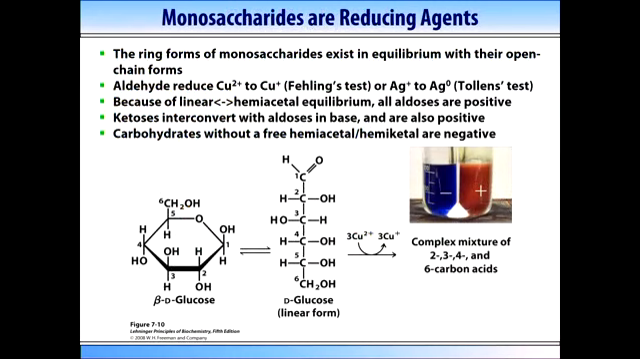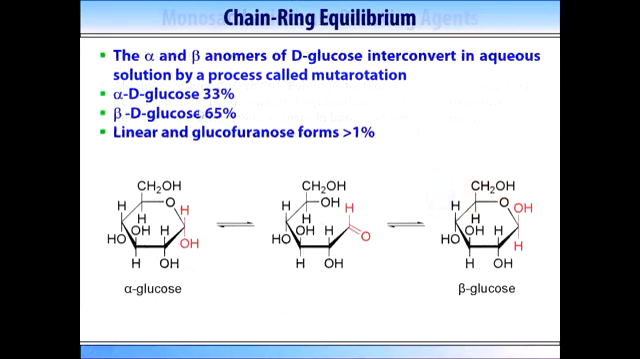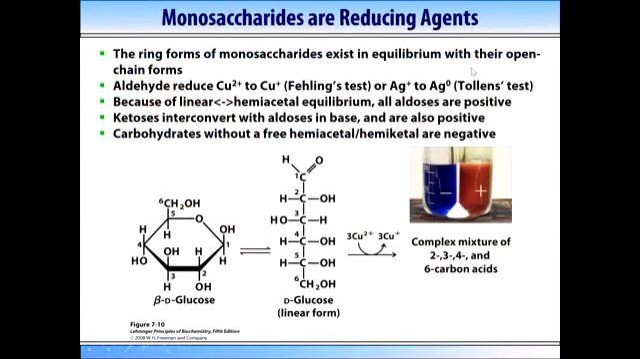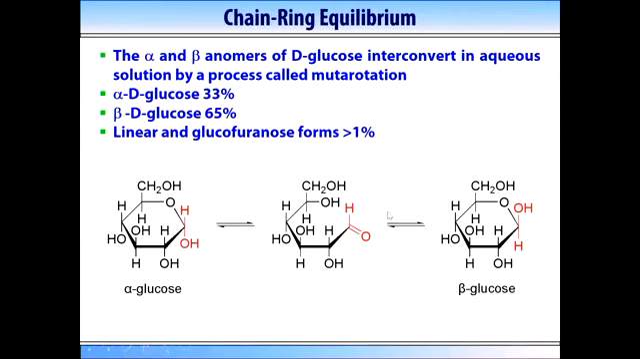Another important aspect about the sugars is their ability or inability to reduce other chemicals. All monosaccharides are reducing agents. Let's see why. What does reducing mean? Reducing means, in chemistry in general, the ability to give electrons, right? And as some compound reduces something else, it is oxidized in turn. The ring forms of monosaccharides exist in equilibrium with their open chain forms. We already talked about this here, right? The open form, although it's actually negligible in solution, still exists. This linear form is the only one which has an aldehyde.